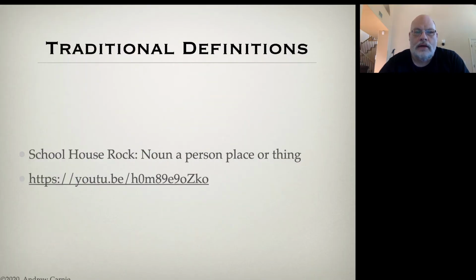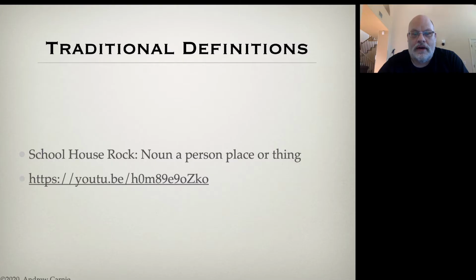Now, you might think it's strange for us to cover this topic because a lot of people have an intuitive sense of what these parts of speech are. So, for example, you may have heard of such things as a noun is a person, place, or thing. It's maybe even been drilled into you in school.